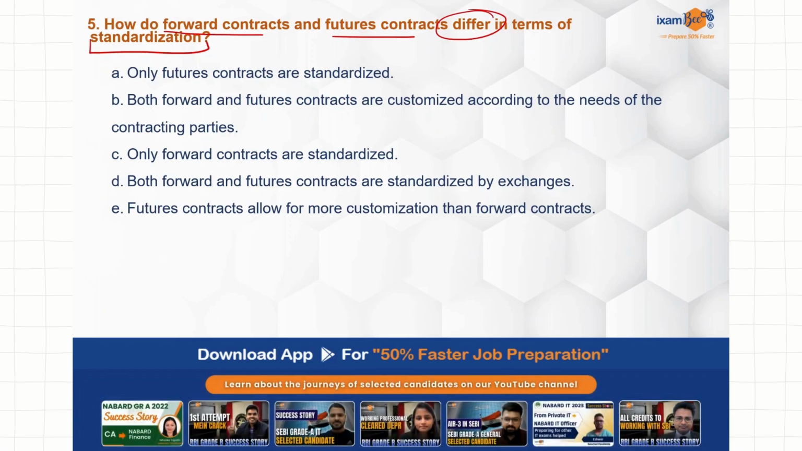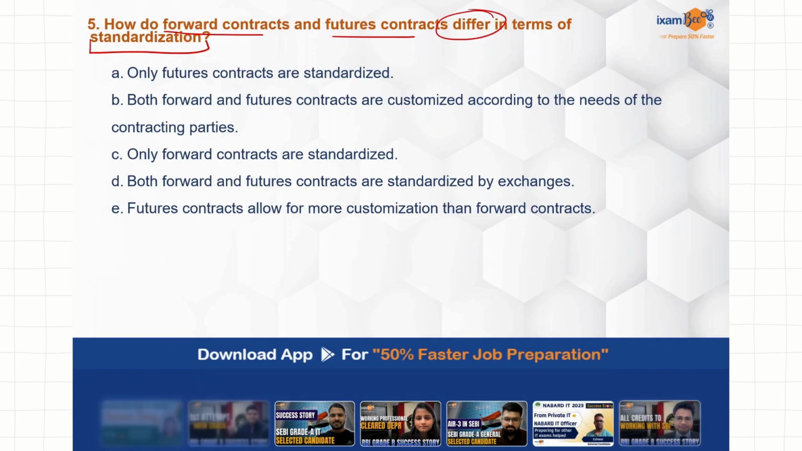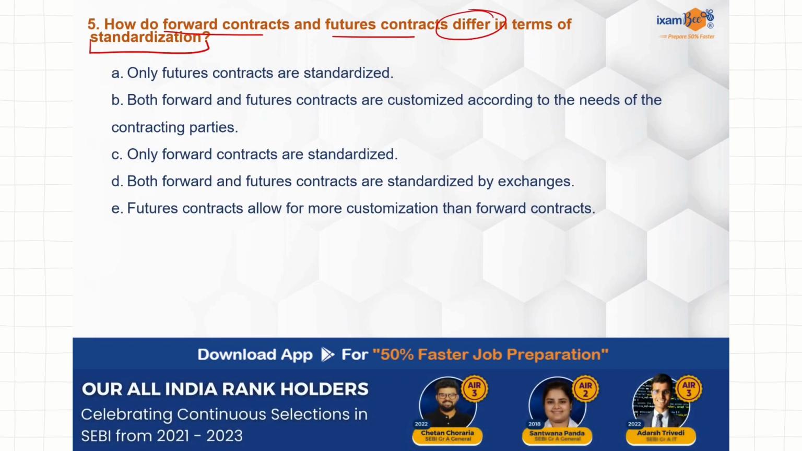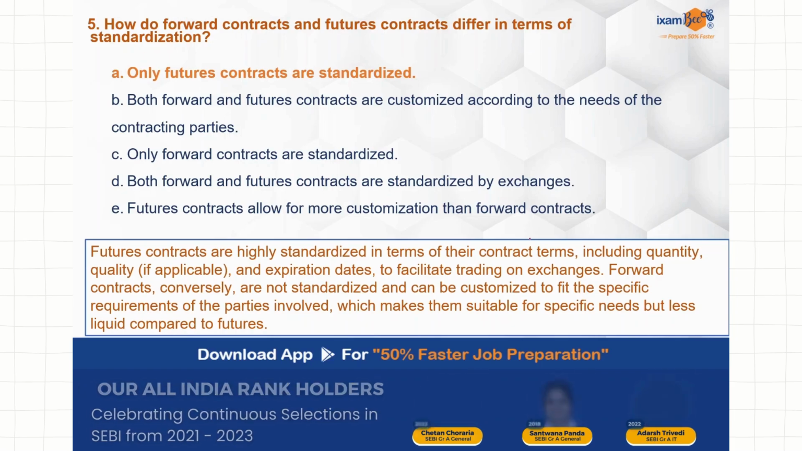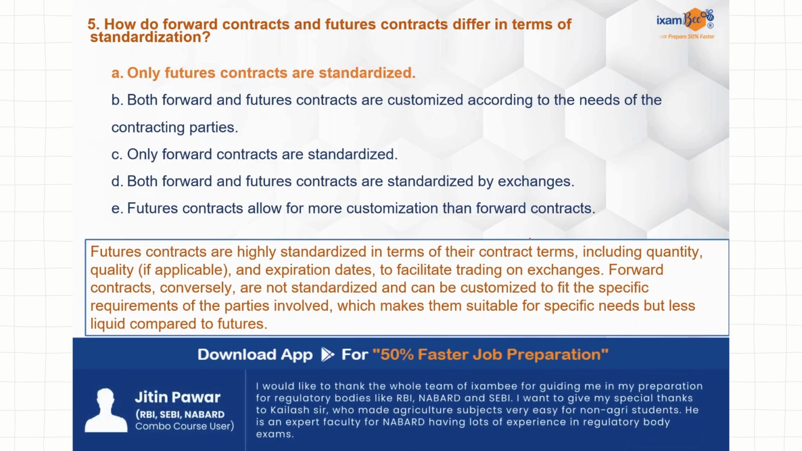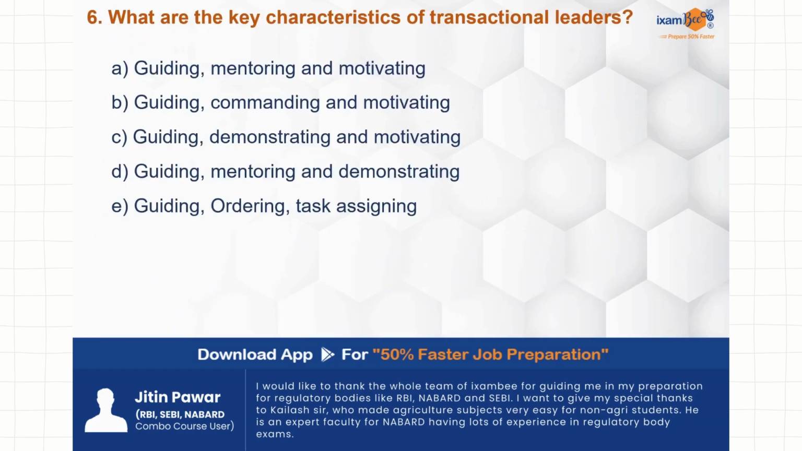Now obviously, if something is traded on an exchange, right? If something is regulated by an exchange, then it will definitely be a standardized contract, and the forward contracts are not standardized. They can be easily customized by the parties involved in it. So A, only the future contracts are standardized, is the correct choice here. This topic of derivative is again very, very important. So you must be aware of the basics of derivative very well.